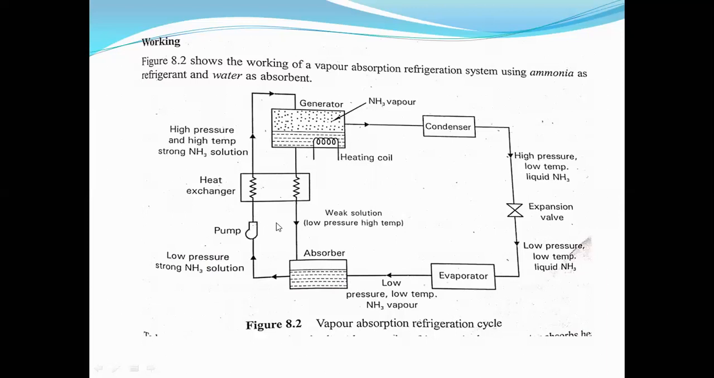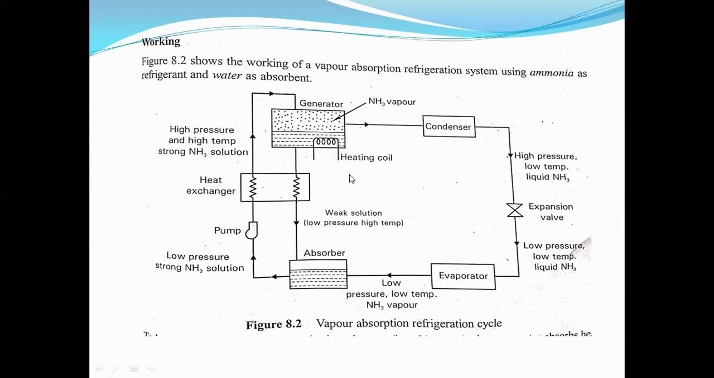The main function of the pump is to increase the pressure, and then it enters into the heat exchanger. As it enters into the heat exchanger, the temperature increases and also the pressure increases by the pump. So we'll have high pressure and high temperature strong ammonia solution. Here we are having weak solution. That enters into the generator, where the heat is supplied externally.